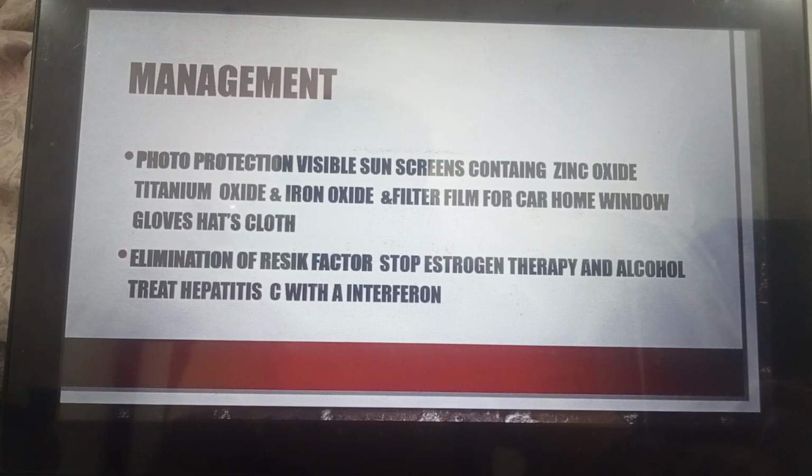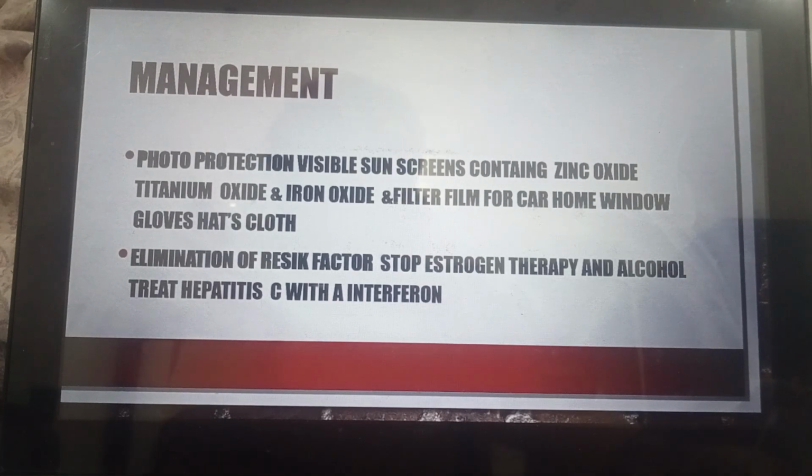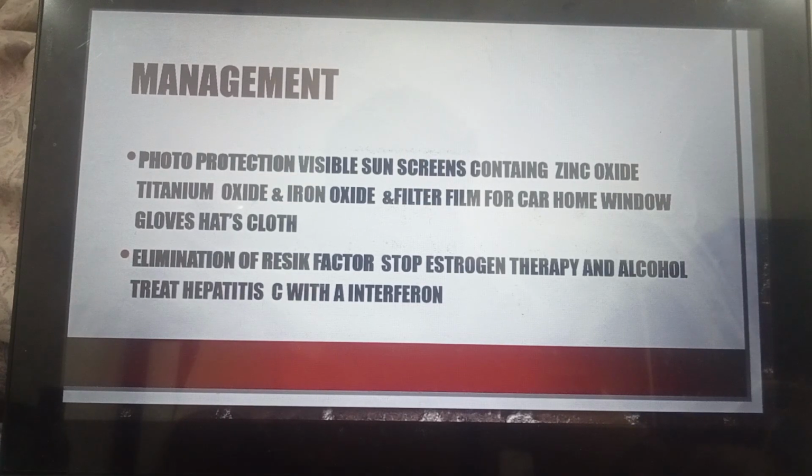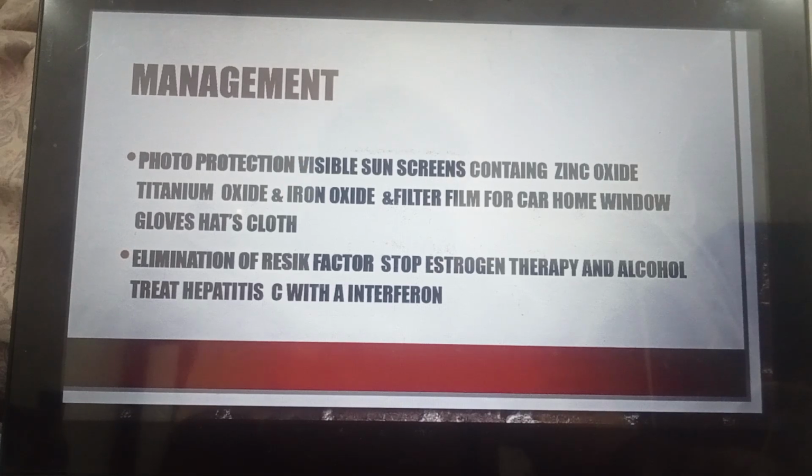Now let's come to management. So as you know, this is a disease which is characterized by blistering and erosion on exposed parts of the body. So photo protection is mandatory.